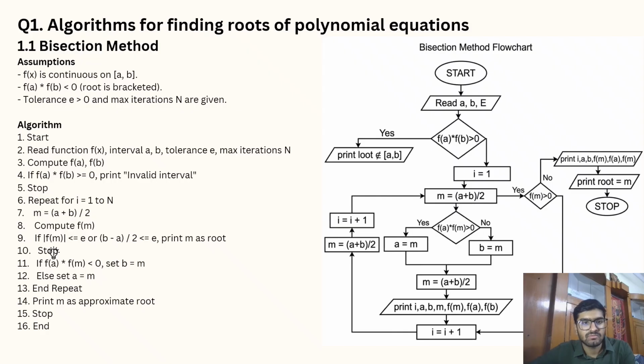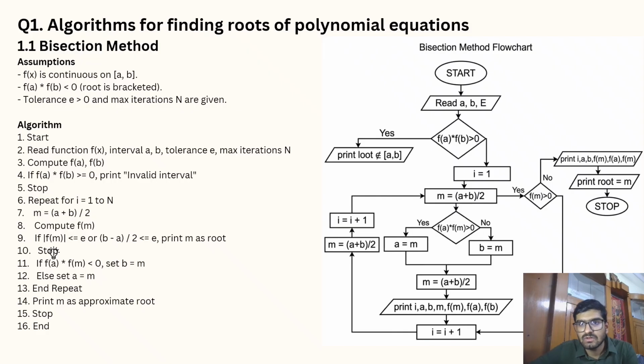Else repeat for i is equals to 1 to n, and compute the value of m is equals to a plus b by 2. Then compute the f of m. If modulus of f of m is less than e, or b minus a divided by 2 is less than e, print m is the root and stop. Or else check if f of a into f of m is less than 0, then set b is equals to m, else set a is equals to m, and end the loop. After that, print the value of m as the approximate root and stop the algo.